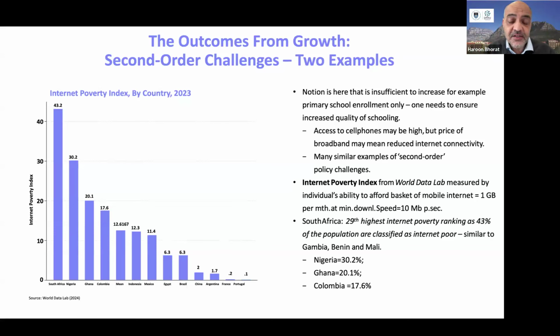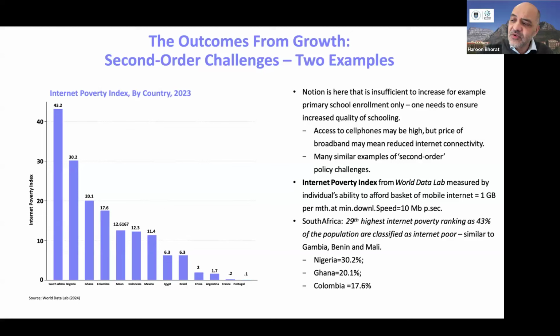What they find super interesting for South Africa is that 43% of the population cannot afford this basic basket of mobile internet. So 43% of South Africa's population are internet poor. So forget this glib reference, this first order thing that we've got access to telecoms, access to the internet, wherever you go in South Africa, there's access. Yeah, okay, we know that.